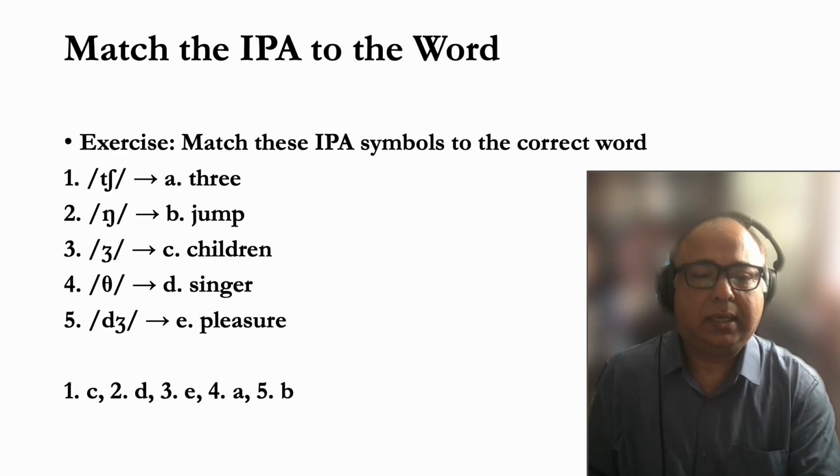1 is C, ch, as in children. 2 is D, ng, as in singer. 3 is E, zh, as in pleasure. 4 is A, th, as in three. And 5 is B, j, as in jump.